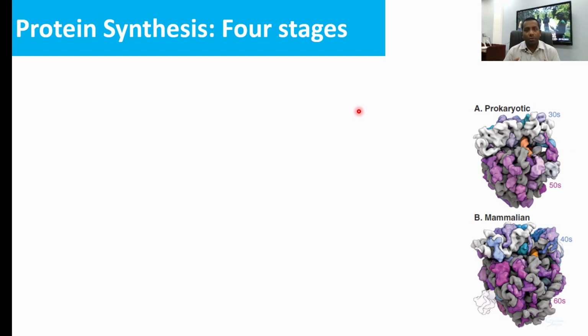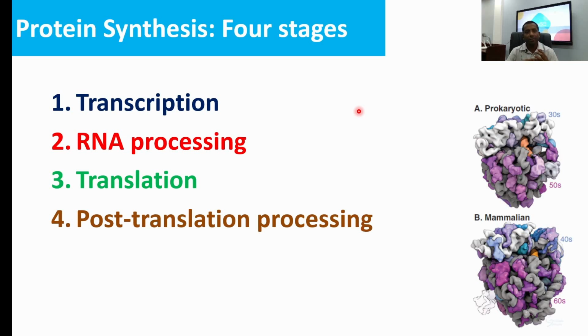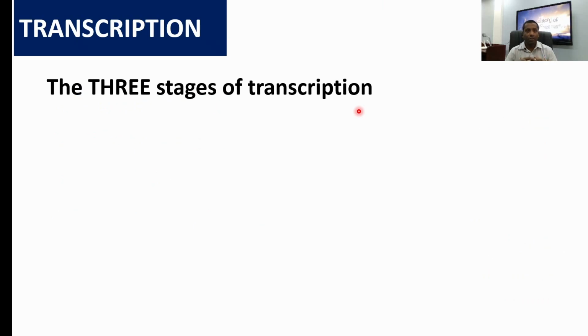So when we talk about protein synthesis, it takes place in 4 stages. The first stage in protein synthesis is known as transcription. Second stage is the RNA processing. The third stage is translation, and finally the fourth stage is post-translational processing. So I will discuss these stages in detail. Okay, so we'll start with transcription.